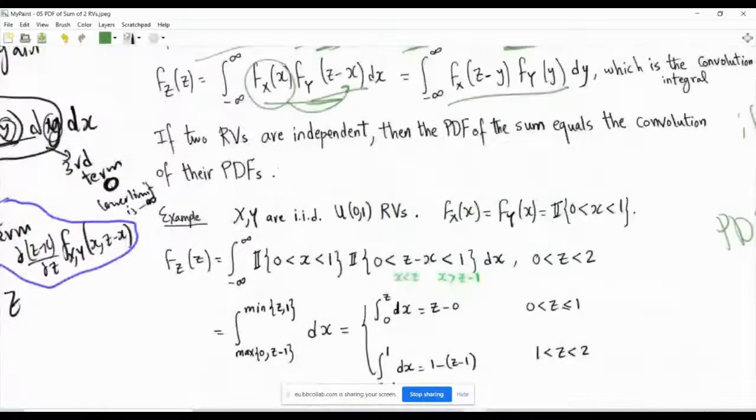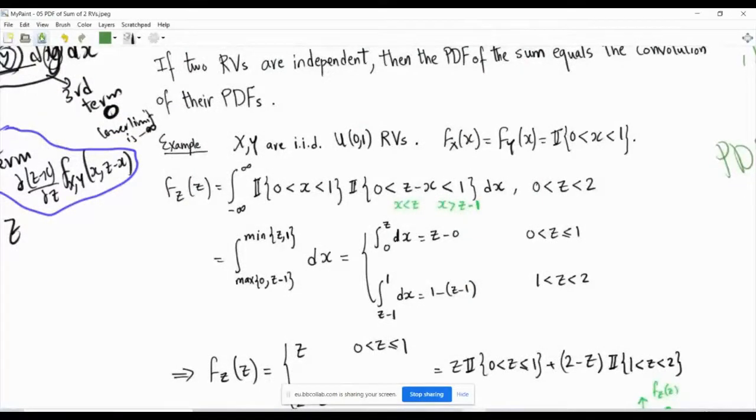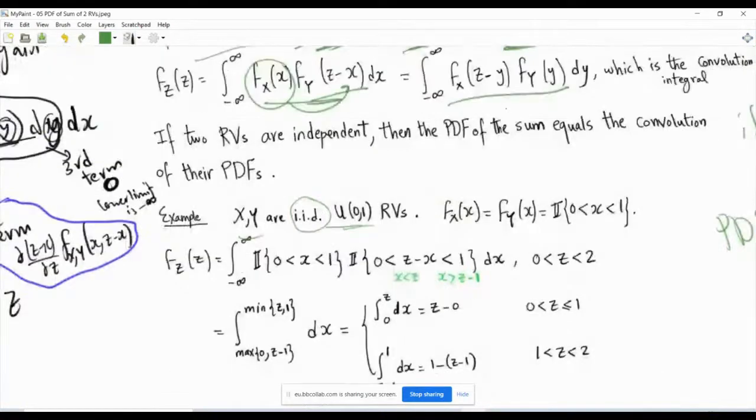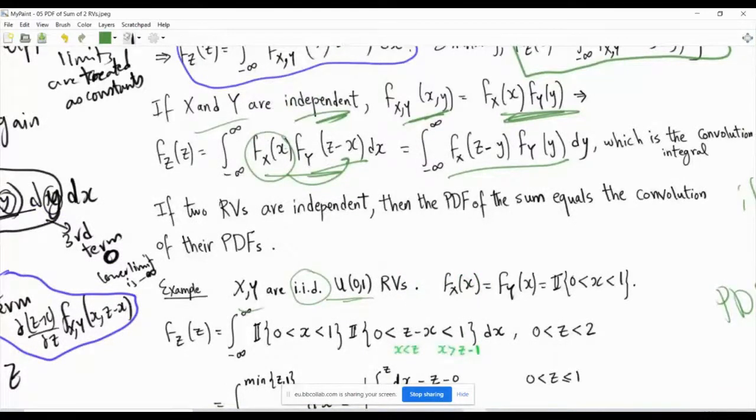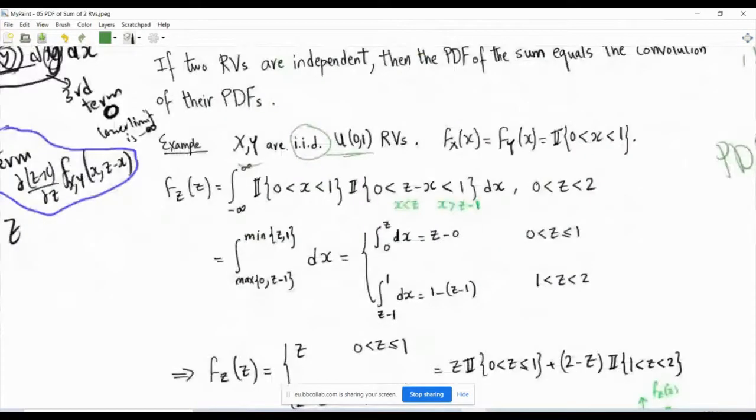Okay, so if we want to apply this result here, X and Y are IID, independent and identically distributed, uniform 0, 1. Basically, you take one of them parameterized by x, the other one by z minus x, where z is your output variable, you multiply and then you integrate. This is how the convolution of two functions is defined. But for us, you can just implement the convolution like what I'm doing here.